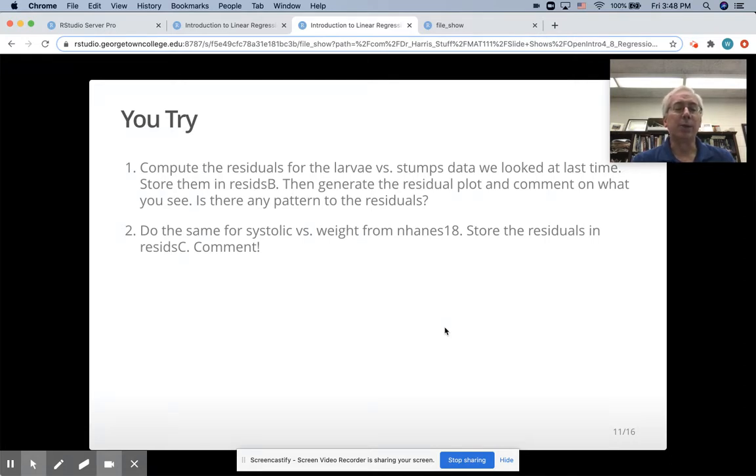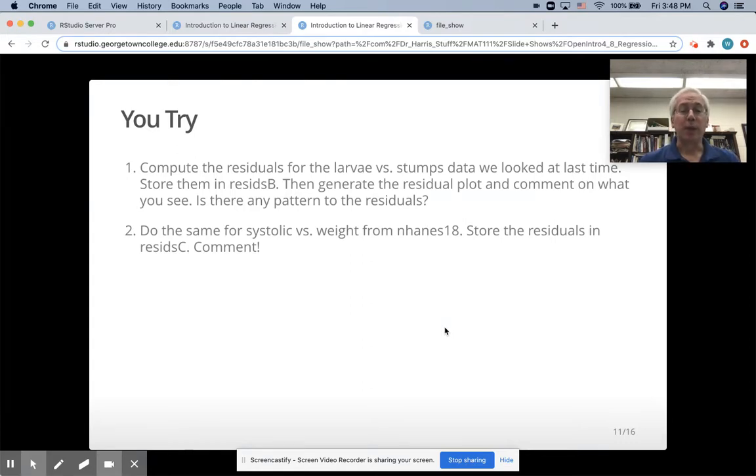And then also I asked you to look at systolic versus weight from NHANES 18. And so you should have a regression equation for that data set as well. And so you can come up with a command and store them in resid C for the residuals for that case, and generate this residual plot and make a comment. We'll go over these in class and do them in class, but I want you to try them ahead of time as well.